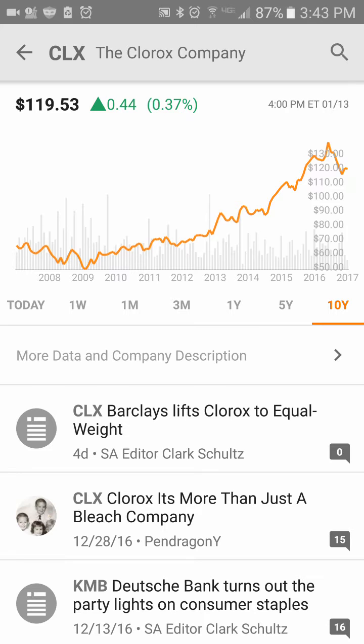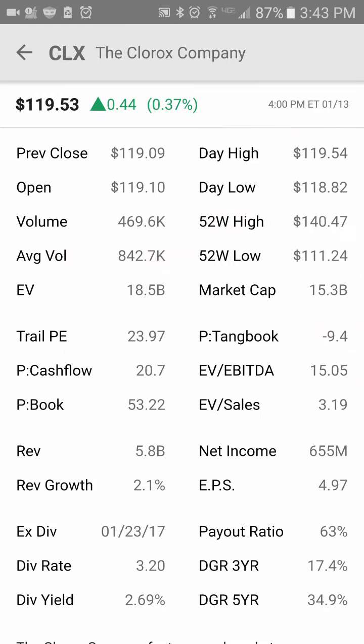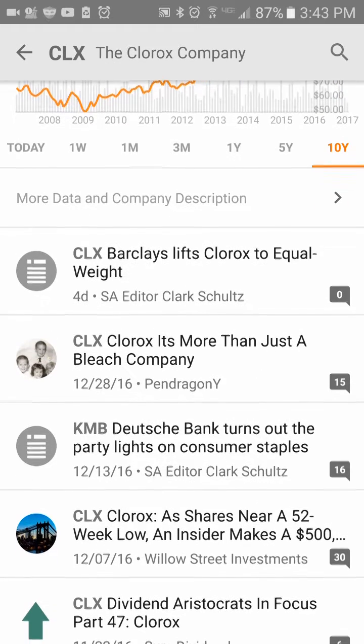You see right here where it says more data and company description. You can get some good solid numbers on this. You can get like PE ratio, cash flow, tangible book, revenue growth, dividend, all that stuff. Like I said, I don't focus too much on this stuff because I don't do fundamental analysis as my main decision for buying a stock, but I just have it as a secondary to help me make the finalized decision. So we'll just focus on the articles right now.